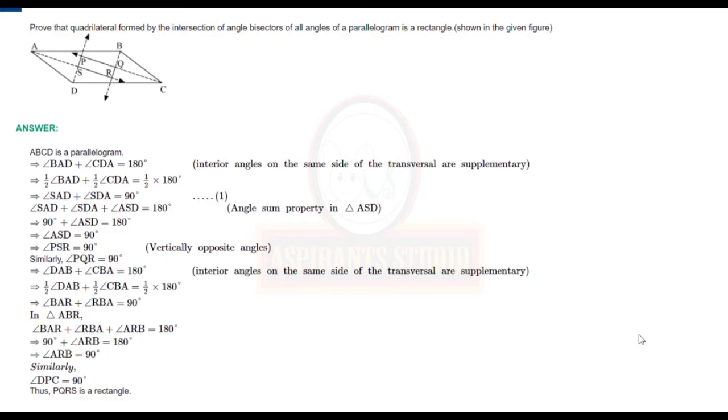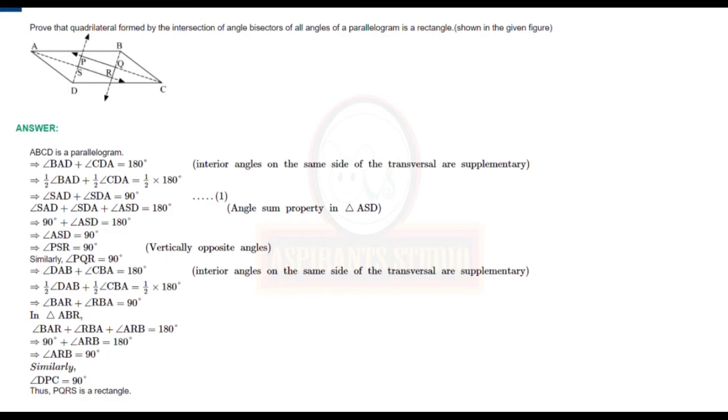Similarly, instead of half of angle CDA, look at measure of angle CDA first of all. Ray DS is the angle bisector of angle CDA. So half of measure of angle CDA can be written as measure of angle SDA. I am selecting SDA for a purpose. Take this to be equation number 1.